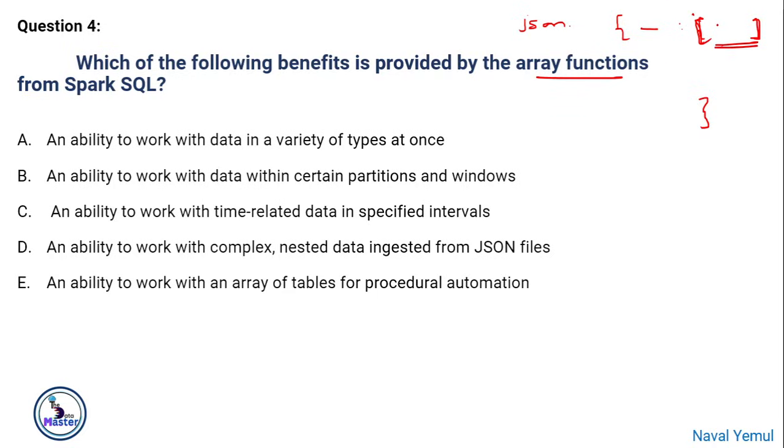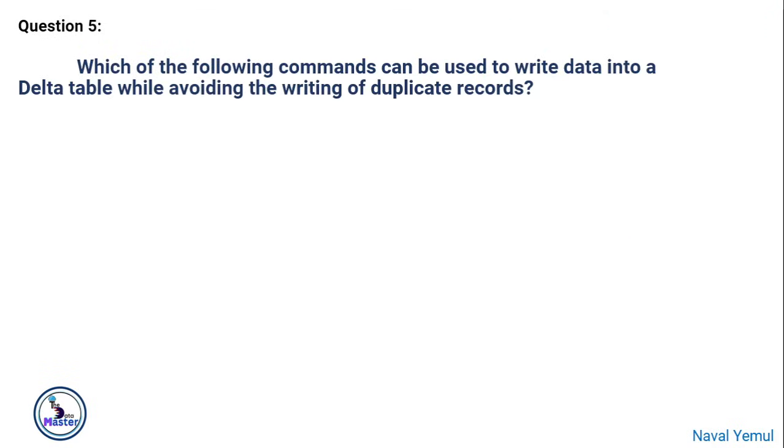While creating a table using Spark SQL, array functions are used when you have complex data. So the answer is D here, the ability to work with complex and nested data ingested from JSON files. We use array functions when you are ingesting data from nested JSONs. So let us move forward now.